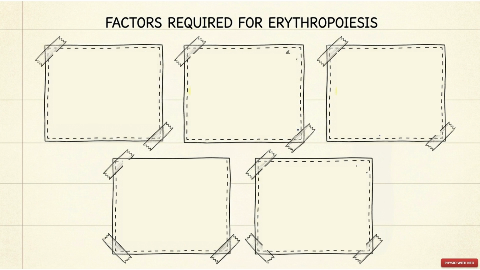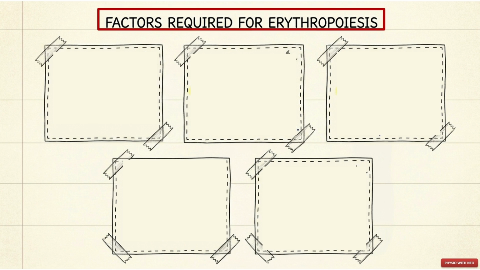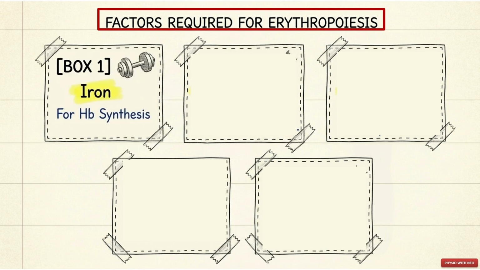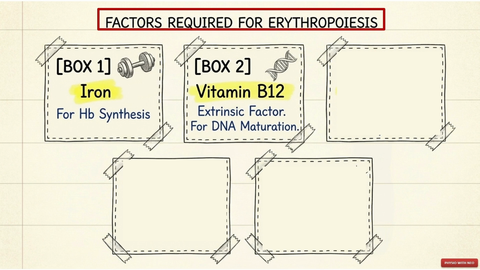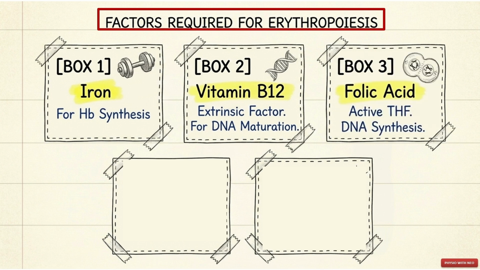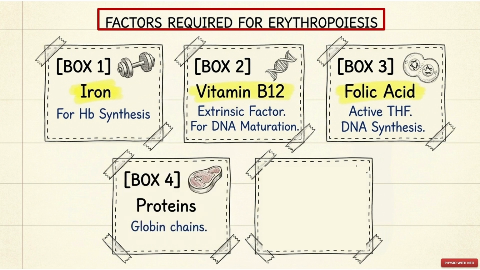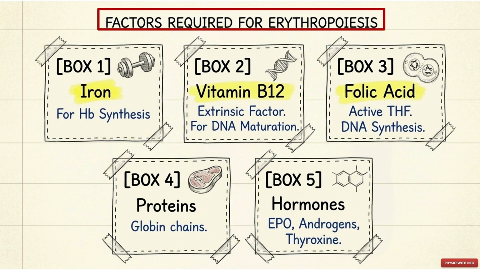Students often forget this part of the answer, that is the factors required for erythropoiesis. Let's simplify. First one is iron, which is required for hemoglobin synthesis. Next, vitamin B12, extrinsic factor for DNA maturation. Then comes folic acid, active THFA for DNA synthesis. And then the proteins for globin chains, and lastly the hormones like erythropoietin, androgens and thyroxine. You can remember these factors required for erythropoiesis by this mnemonic VIF, very important factors, that is V for vitamin B12, I for iron and F for folic acid. That's all you need for a 5-mark short note.